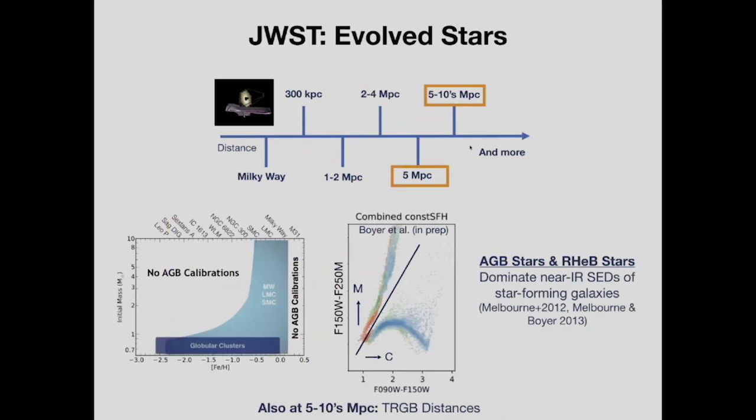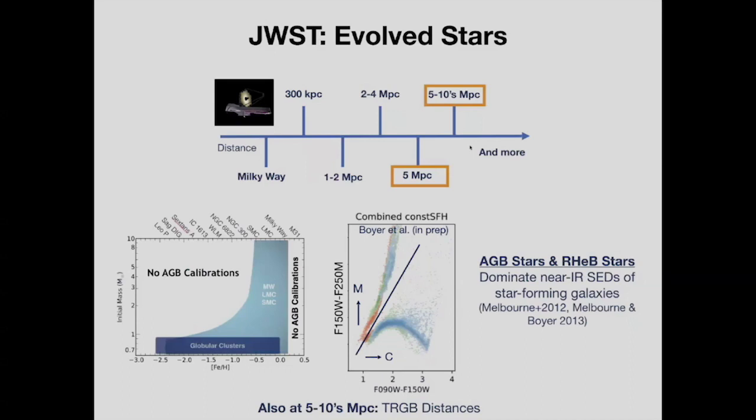Moving a little bit further away, one of the things that JWST is really strong on is evolved red stars. So I'll focus on asymptotic giant branch stars, but things like red supergiants are also going to be a forte of JWST. So what's being shown here on the left is a plot of the initial mass of an AGB star versus its metallicity. And the shaded regions indicate where we have calibrations: the Milky Way, Large Magellanic Cloud, Small Magellanic Cloud, and some globular clusters.